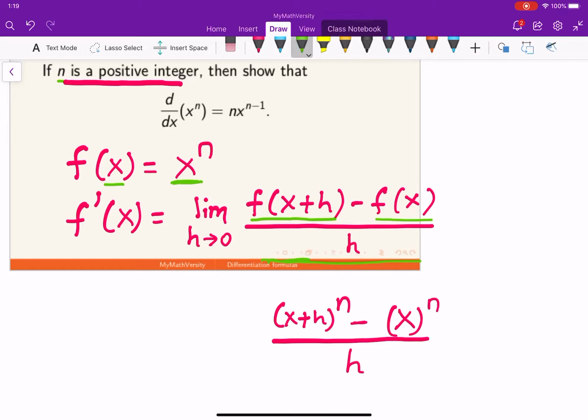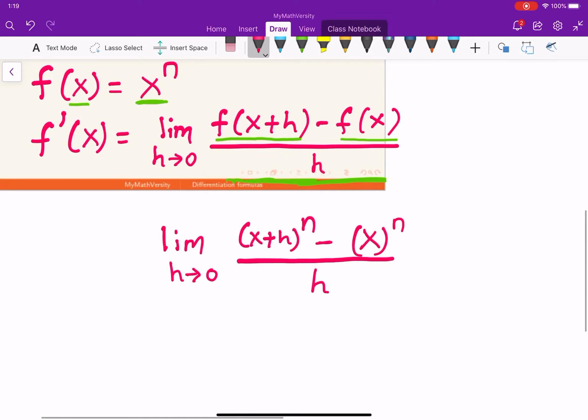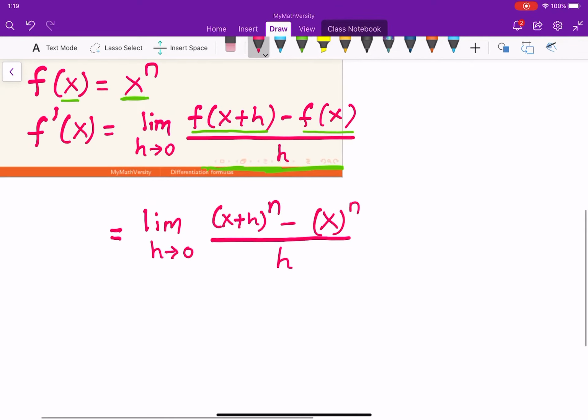Then we just need to find the limit of this as h approaches 0, and that will give you the derivative. This is what we needed to do. But if you try to find the limit at 0, you can see that the bottom approaches 0 and the top function also approaches 0. In that case, we have an indeterminate form. So if you have the indeterminate form, how do you compute the limit?